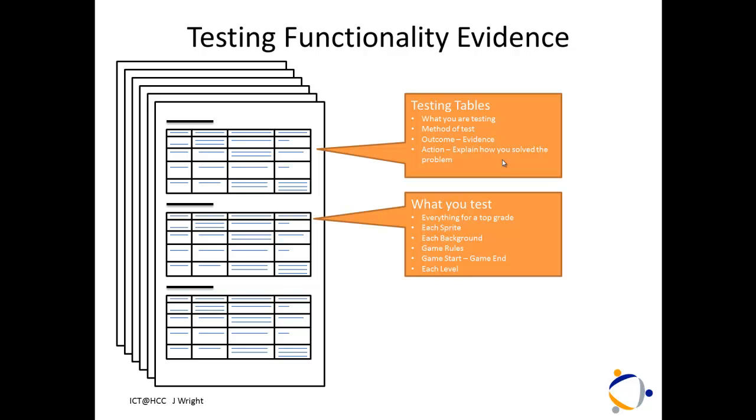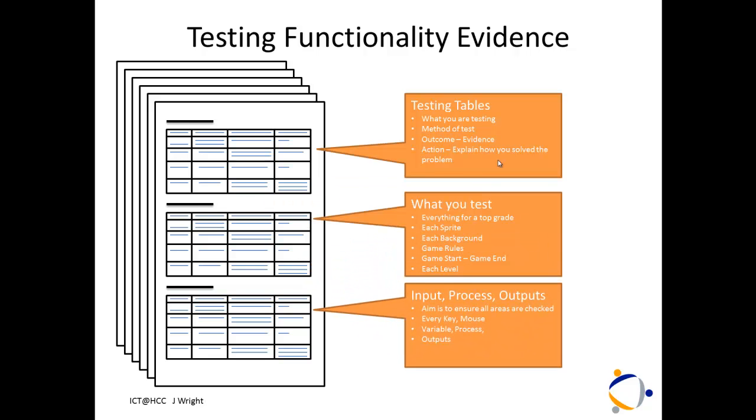Then move on to think about what you test, and each table should be a table for each aspect of your game. A table for every level, a table for every sprite, tables for your overall game rules, and it's up to you to decide where you divide those tables up.